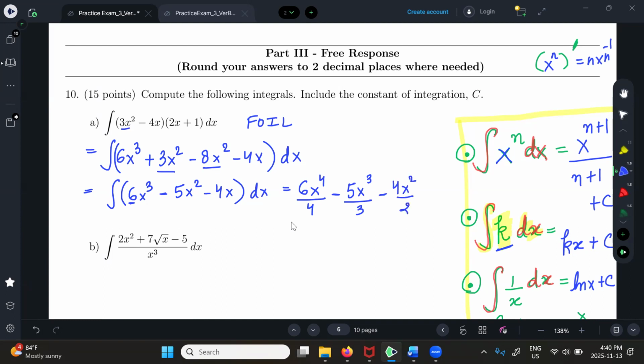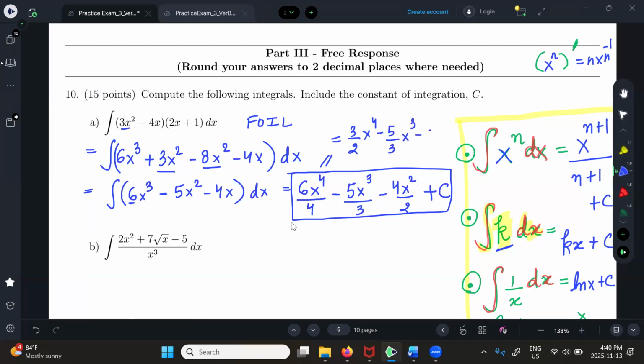Am I done? Plus c. Simplification is optional, you can leave it here. If you leave it here, I'll be very happy. Full credit. If you want to simplify, be my guest, okay? That is also full credit. If you want to do 3 over 2, x to the power 4, minus 5 over 3, x to the power cube, minus 2x squared, plus c, this is also good. Okay? Make sense? Everybody can do this question. You will see a question like this.